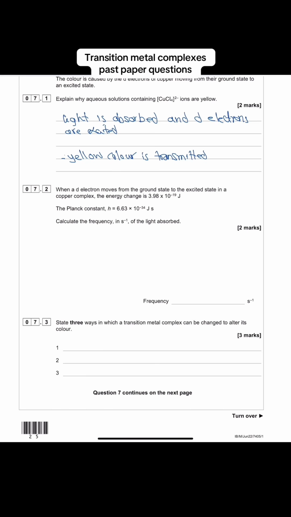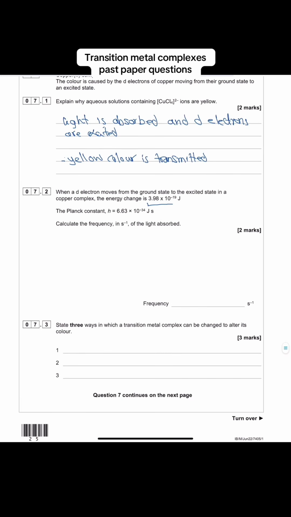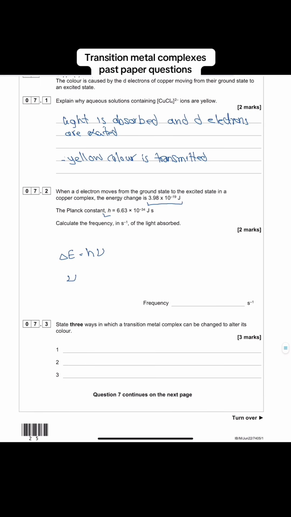So here, when the d electron moves from the ground state to the excited state in the copper complex, the energy change is this. So this is the delta E, and they give you the Planck constant. I want you to calculate the frequency in second minus 1. So we know that delta E equals h times nu, which is the frequency. That means nu here will equal delta E over h.